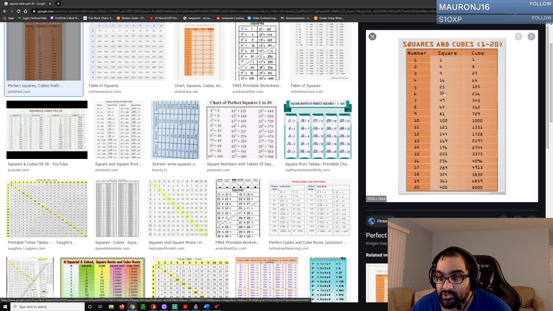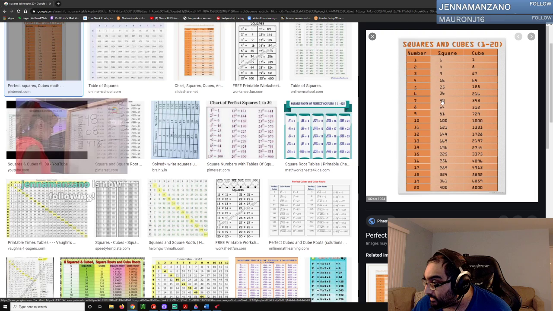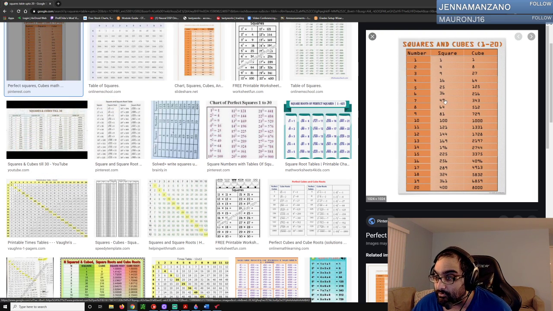You're basically working backwards. What's the square root of 36? It's 6, because 6 to the second power is 36. Same thing with 49. What's the square root of 49? Well, what number squared is equal to 49? It's 7. So if you get to know and memorize the squares table here, this will help you immensely with square roots.